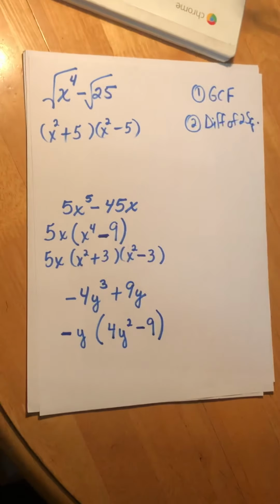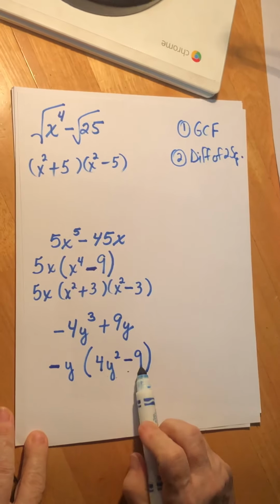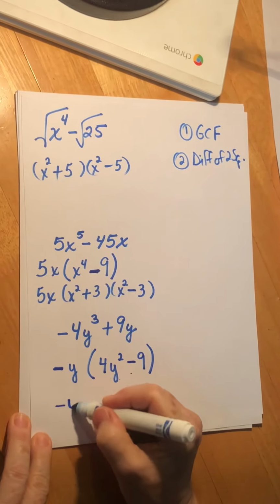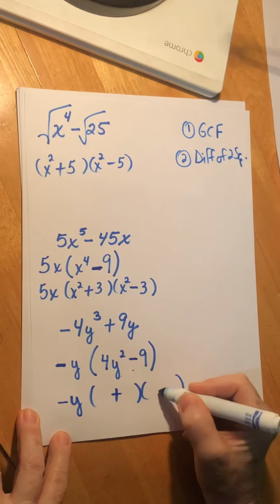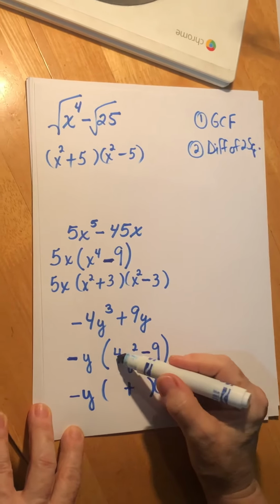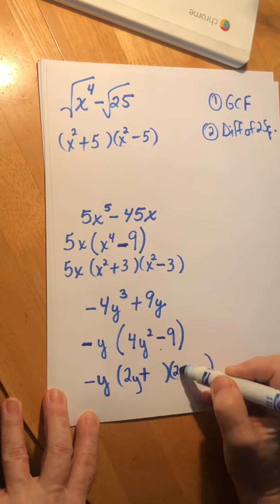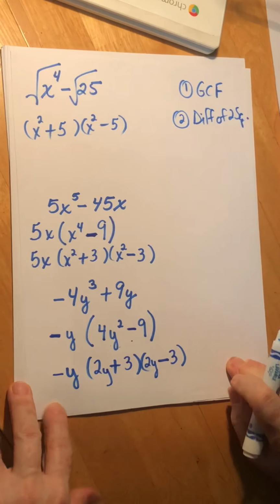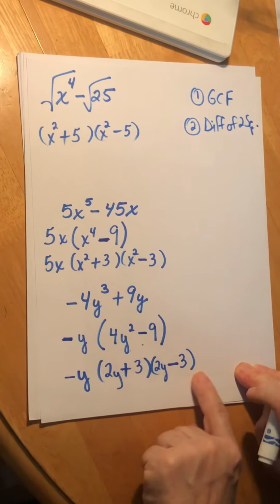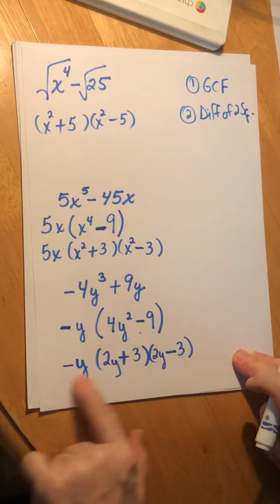I believe we have a difference of 2 squares again. So bring down this negative y, and we factor this completely. Positive and a negative. What's the square root of 4y squared? 2y and 2y, and the square root of 9 is 3. And when we multiply all this out, we should get this. But this is our final factored form answer.